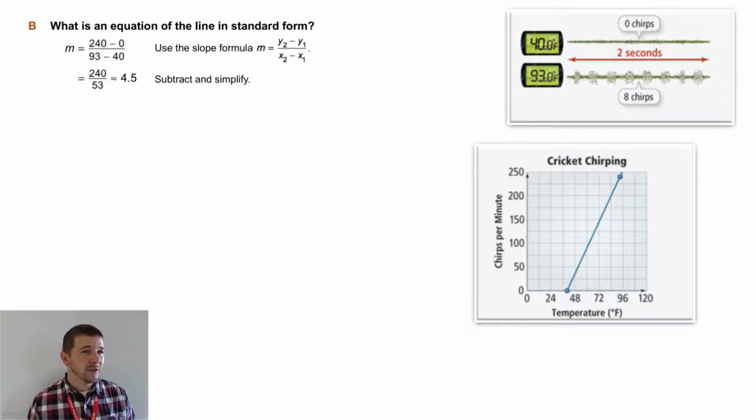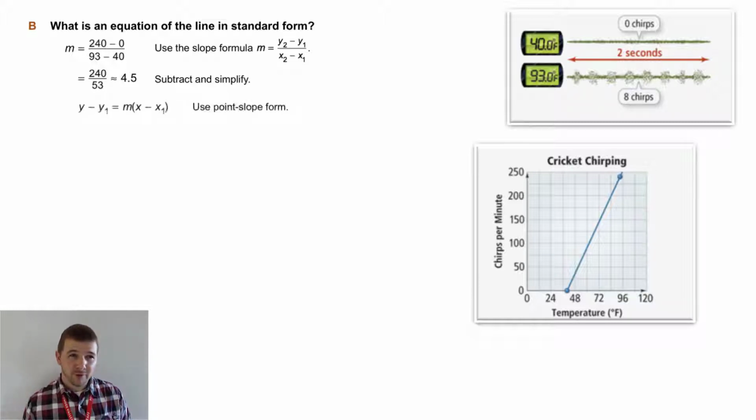Now we'll use point slope form. We know 2 different points, and we've calculated the slope, so it should be easy to plug these values in to point slope form. Remember, point slope form is y minus y1 equals m times the quantity x minus x1. We get to choose one of the points. (40, 0) looks like a good one to work with, and we substitute those in place of x1 and y1 along with our slope of 4.5 for m.